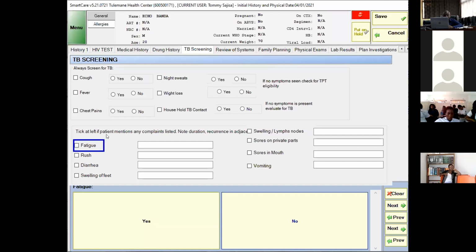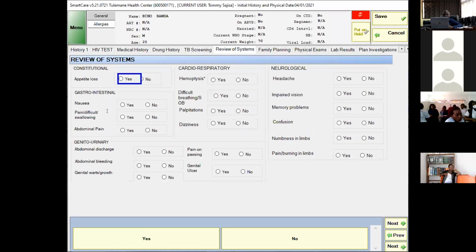So again, you tick if the patient mentions any complaint listed, note duration, recurrence in the adjacent box. So if you say fatigue is present, then you say the duration and the recurrence in these boxes here. So this has also been provided. Review of systems. So the review of systems starting from constitutional, the gastrointestinal, the genitourinary, the cardiorespiratory, the neurological, all those and other have also been provided here.